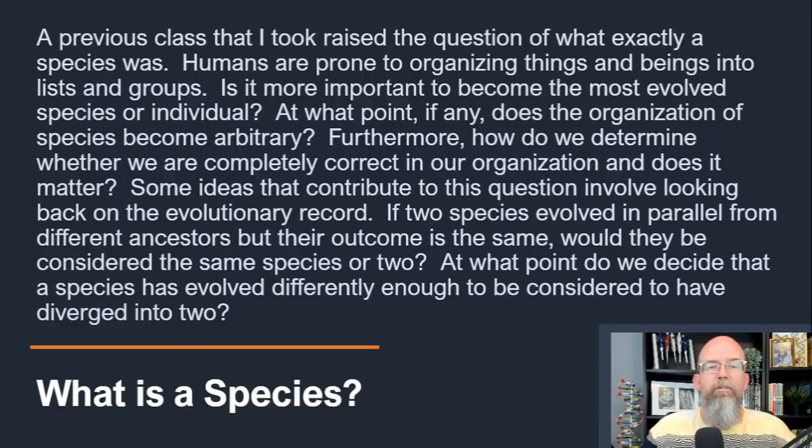At what point, if any, does organization of species become arbitrary? In bacteria, it's kind of arbitrary. We've gotten to the point where we just sequence a bunch of DNA. We capture a whole bunch of their code, and then we ask how similar is the code of this individual to another individual. And if it's 99.7% or 99.5% or 98.5% similar, then we say that's the same species. They effectively have enough similarity in their genes.